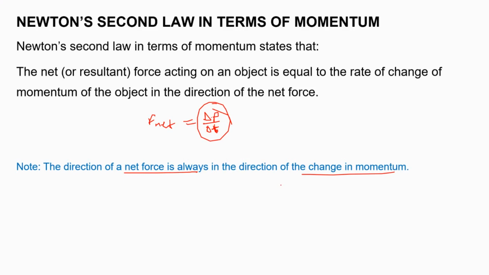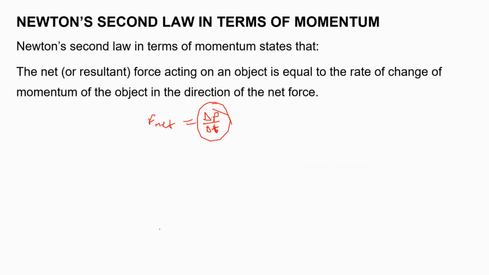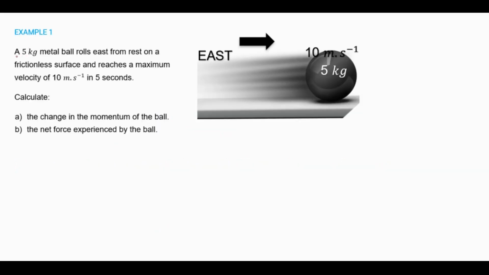Don't forget that. Let's look at some examples. Example 1. A 5 kg metal ball rolls east from rest on a frictionless surface and reaches a maximum velocity of 10 meters per second in 5 seconds. A. Calculate the change in momentum of the ball.